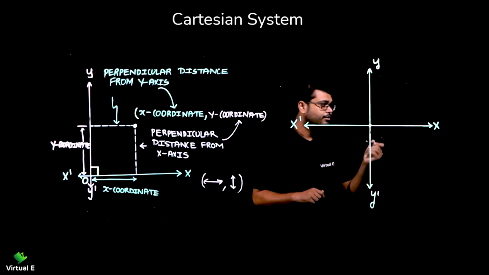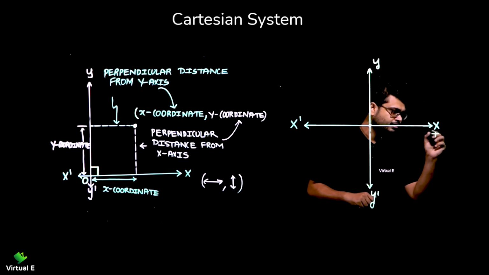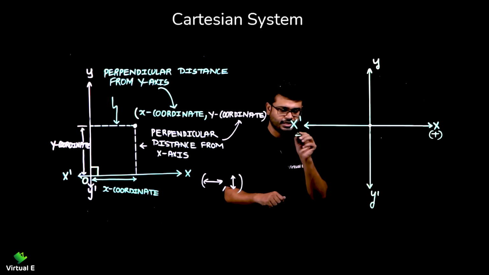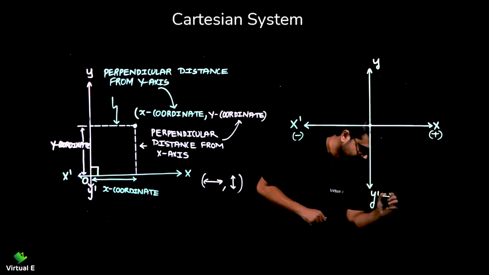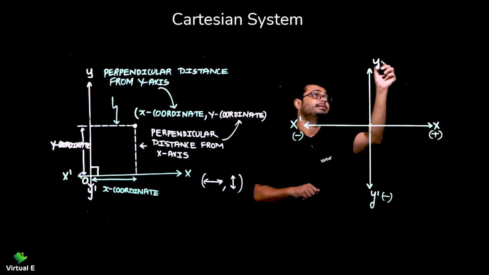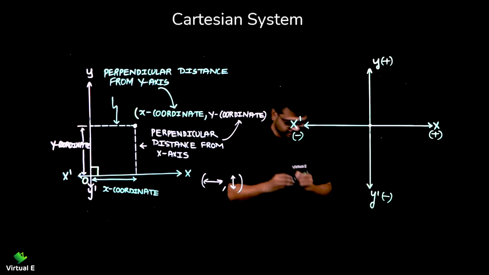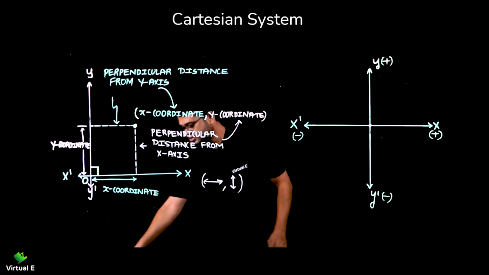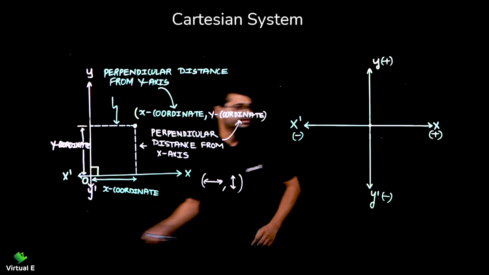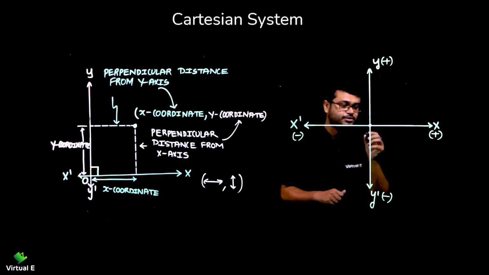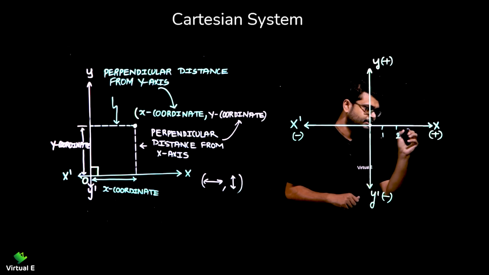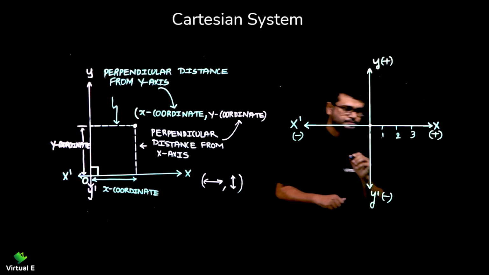Okay, now we know that this is the positive part, this is the negative part, here this is negative part, and this is positive part. Okay, and one more thing we'll learn about that. So first of all, let's label it. Write the numbers here like on the number line. So this is 1, then 2 and 3.